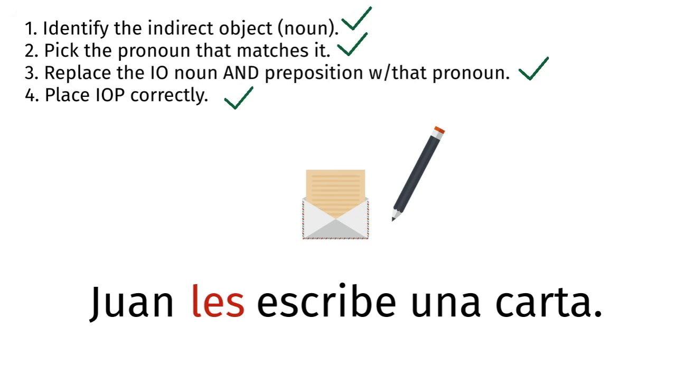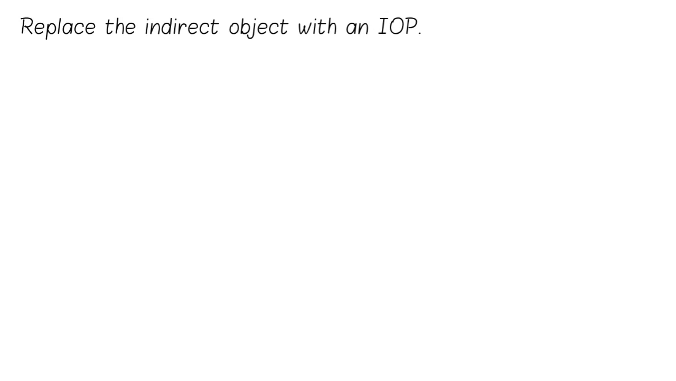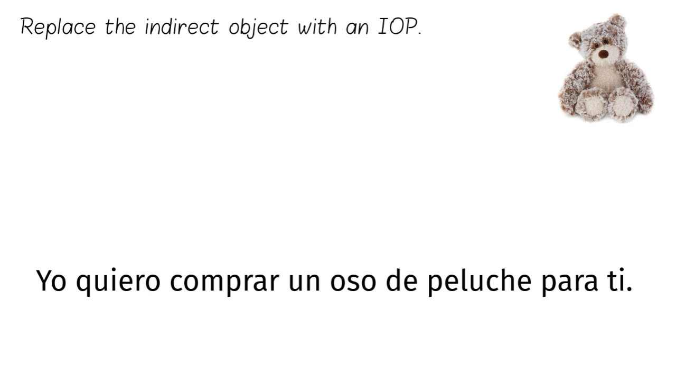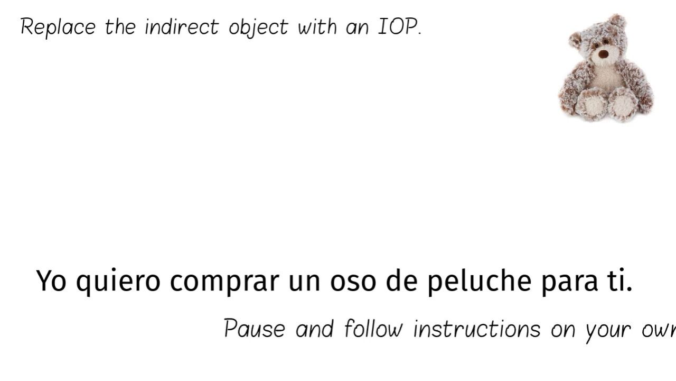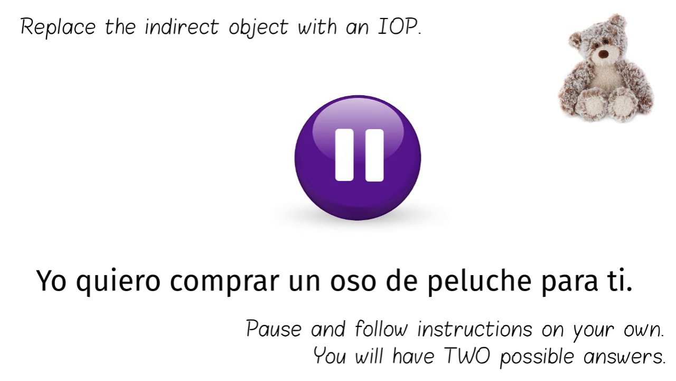Let's do another one and add some complexity by using a sentence with multiple verbs. Replace the indirect object in the following sentence with an indirect object pronoun. "Yo quiero comprar un oso de peluche para ti," or I want to buy a teddy bear for you. Pause the video and follow the instructions on your own. You will have 2 possible answers.